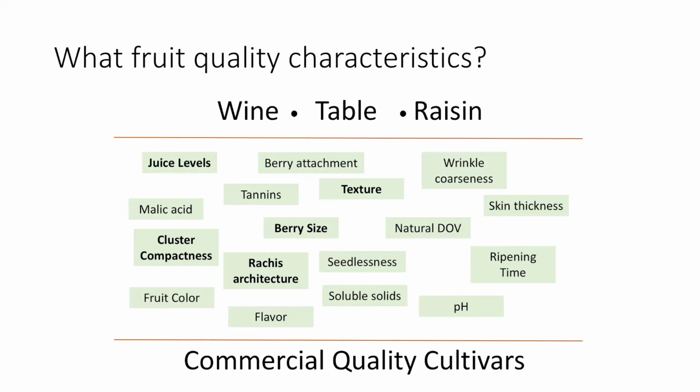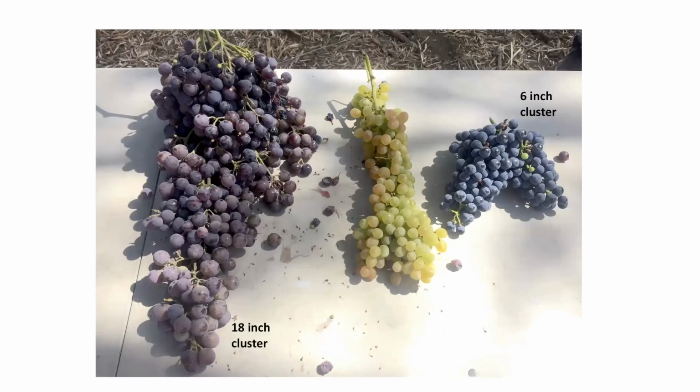I predominantly work with table grapes, and some of the things that are more important for that industry are going to be texture, berry size is very important, cluster architecture also plays a large role, and these are things that really play a large part in a variety's consumer acceptance. So while these are not table grape varieties, I like this picture because it shows some of the diversity of shape, size, berry color, cluster compactness, and architecture that is present in existing grape varieties.